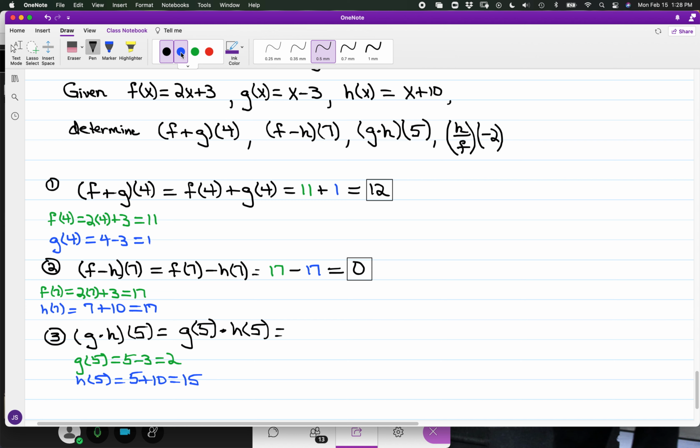So we have in the follow through, you have g of 5 times h of 5. So that is going to be 2 times 15. And for the output, that is going to end up at 30.